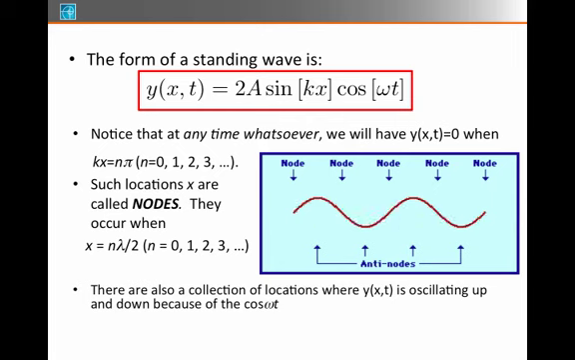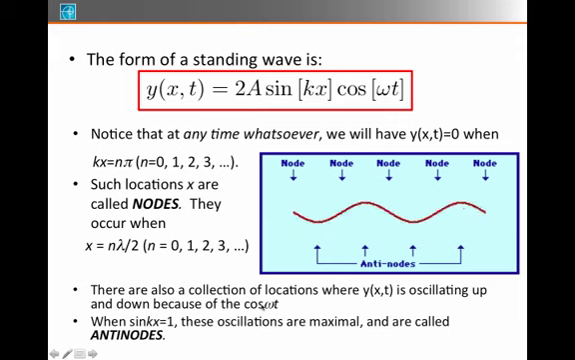There are also locations where y of x and t is oscillating up and down, and that's because of the cosine term. And when sine kx is equal to 1, these oscillations are maximal. In other words, it's oscillating up and down everywhere, like here or here. But those oscillations are the biggest at places called the antinodes, and those occur halfway in between all the nodes.